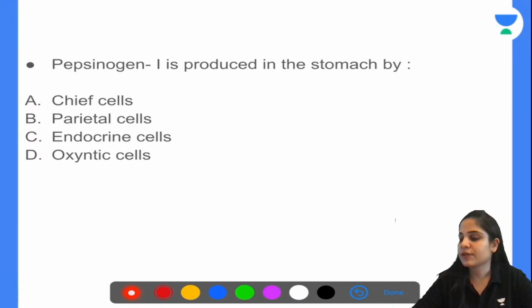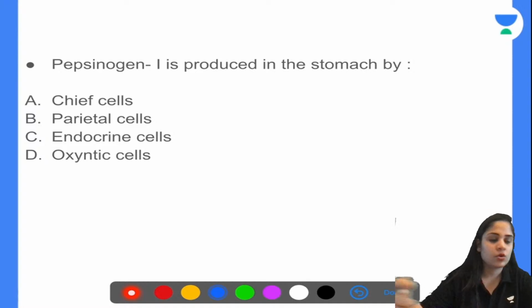So we have different cells in the stomach. We need to know what each of these cells secretes. Very important from the exam point of view. So you have to tell me, pepsinogen 1 is produced by which cells? Staphylococcus is saying oxyntic cells. Any other answers? Rita is saying chief cells. Sujata is also saying oxyntic cells. Insome is saying chief cells.